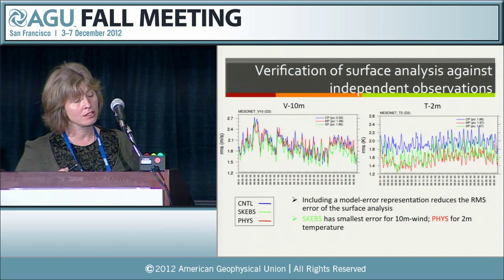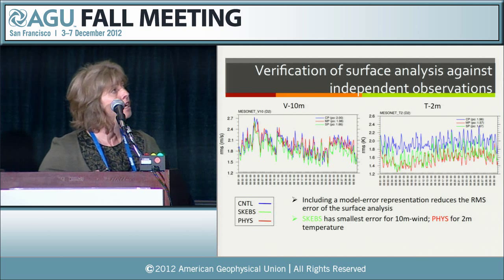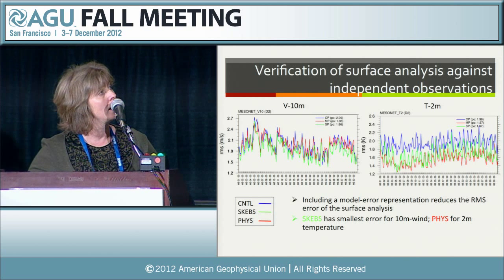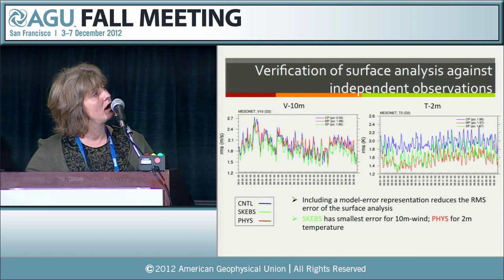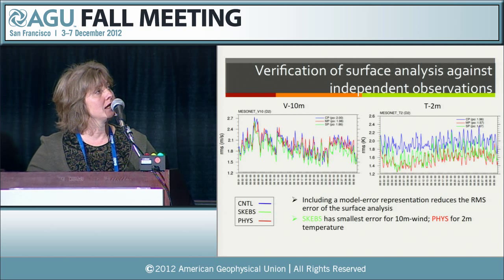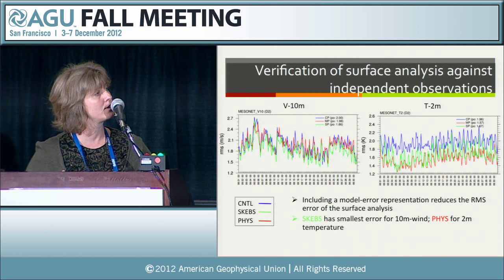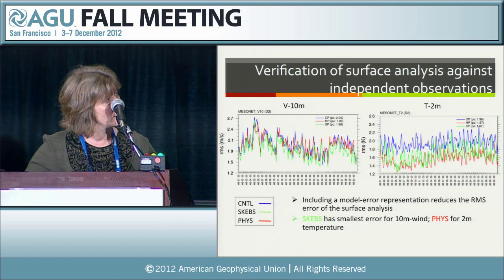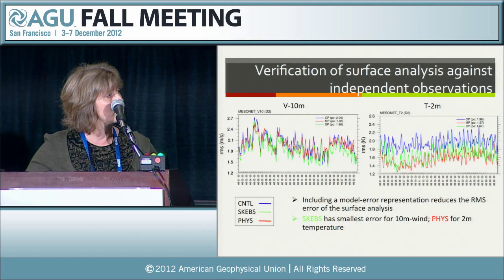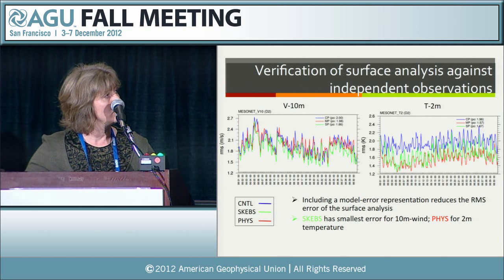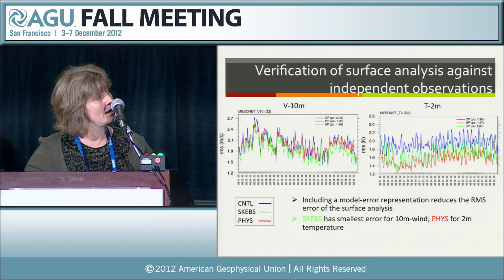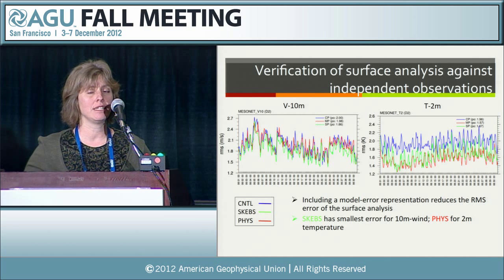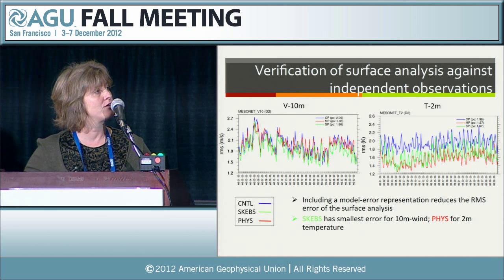Here's the verification. I'm moving now over to the results. Here's the verification of surface analysis against independent observations. Here it's shown for the meridional wind at 10 meters and temperature at 2 meters. And shown here are the RMS errors, so the lower, the better. The control simulation is shown here in blue. And we see that if we have a model error representation, the RMS error in meridional wind and in temperature decreases, more so in temperature than in wind.